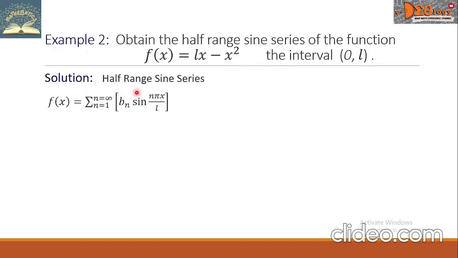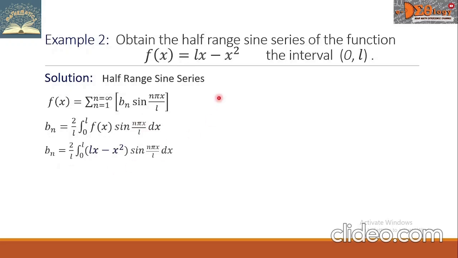We write the half-range sine series formula, and it is in here. Then we will solve for the b sub n. The b sub n is equal to 2 over L times the definite integral from 0 to L of f of x times sine n pi x over L, then dx. We now substitute the value of f of x in here.